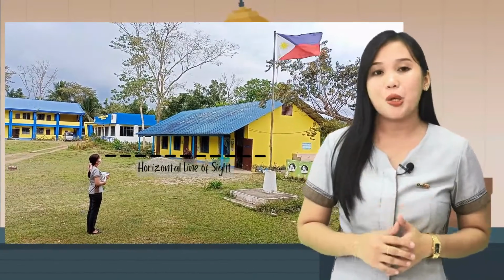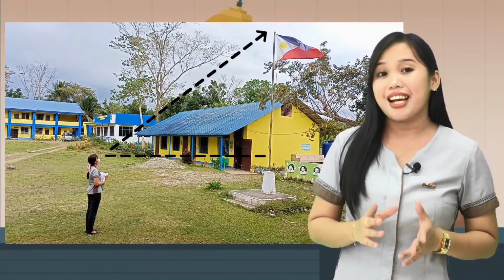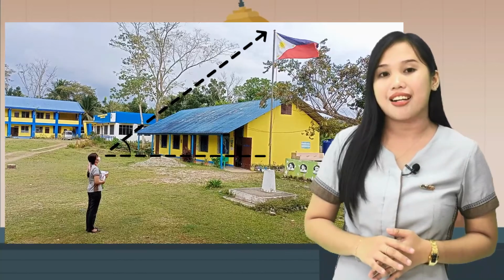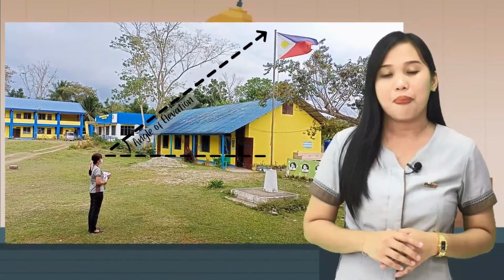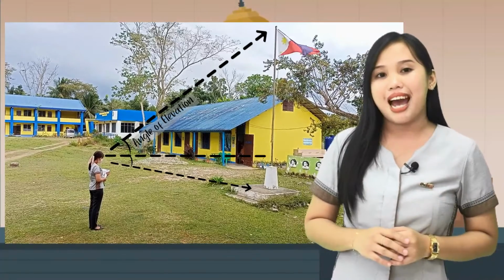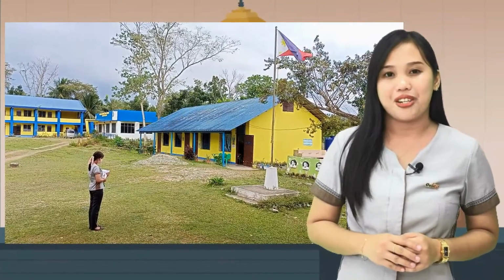And if the person is looking at the top of the flagpole, the line of sight forms an angle above the horizontal line, and we call this angle the angle of elevation. And if the person is looking at the base of the flagpole, we call this angle the angle of depression.